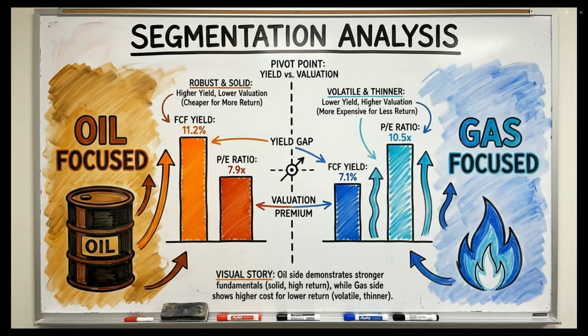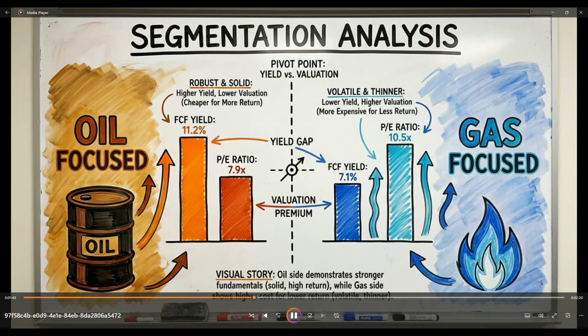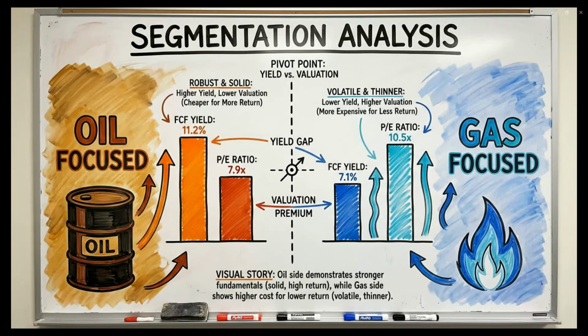Further, because not all energy returns are created equal. When we break down the methodology by production mix, a distinct split emerges. The data separates the companies into oil-heavy producers versus gas-focused ones. The oil-heavy segment, representing 55% of our sample, is significantly outperforming. They command startlingly higher free cash flow yields of 11.2% compared to just 7.1% for gas-focused firms. Furthermore, oil producers are trading at cheaper valuations, with a price-to-earnings multiples of 7.9 times versus 10.5 times for gas.